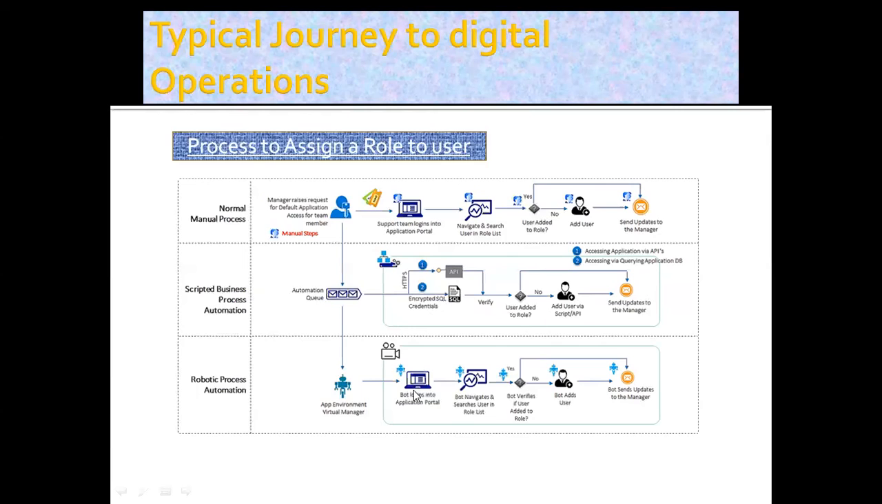Now it's very simple. The bot will take the request, open the system, check in the system, assign, and then send mail also. Everything will be automated. You don't need to touch anything. You don't need to write any code. If a manual process takes half an hour, a scripted process takes 5 minutes, a robotic process will take half a minute. So it is like that.